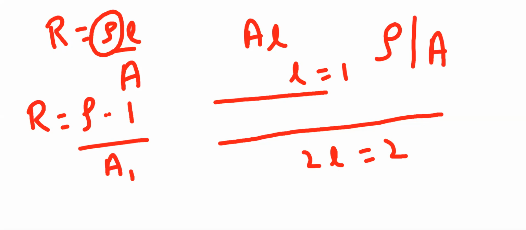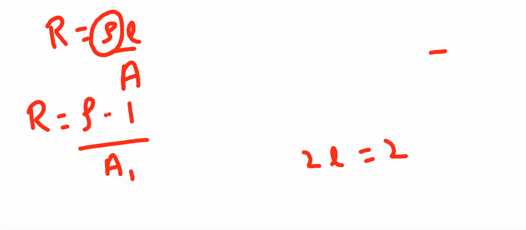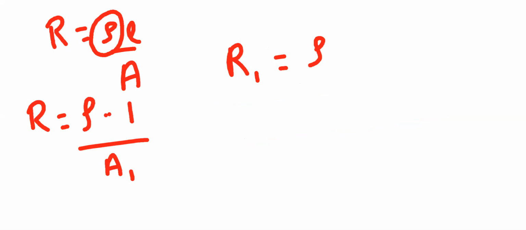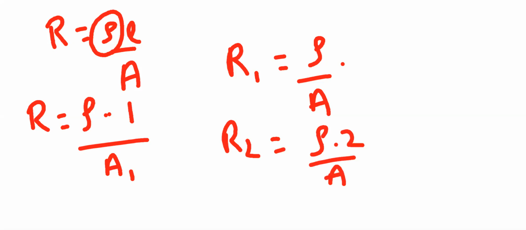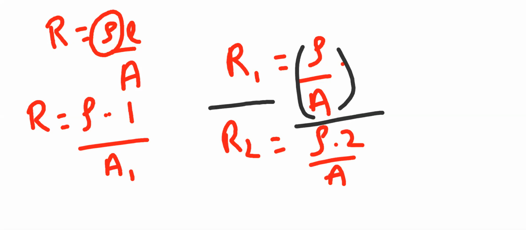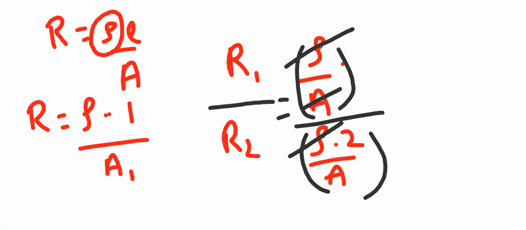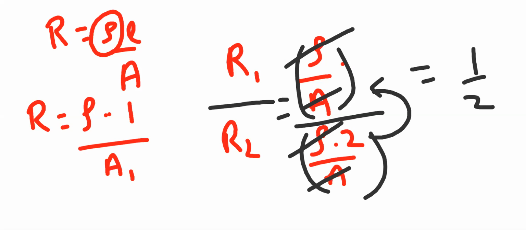So what I can say now is that I can simply write it this way: the resistance for the first wire will be rho L upon A, and R2 will be rho into 2L upon A. If you take the ratio, R1 upon R2, rho and rho will cancel out, A and A will cancel out, and the 2 will go over here. So you will get 1 by 2. So in short, resistance will increase if the length is increasing.